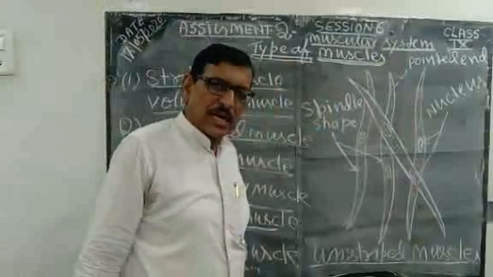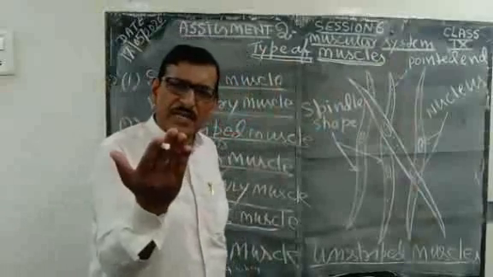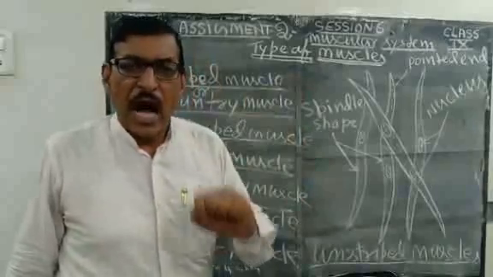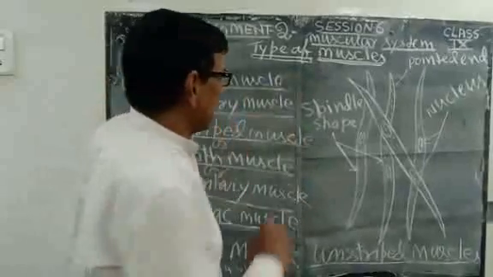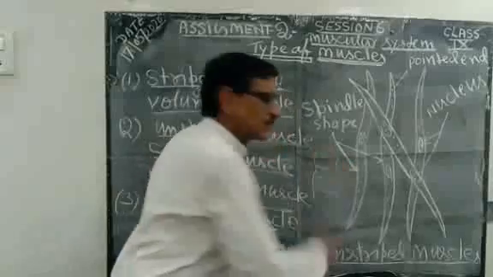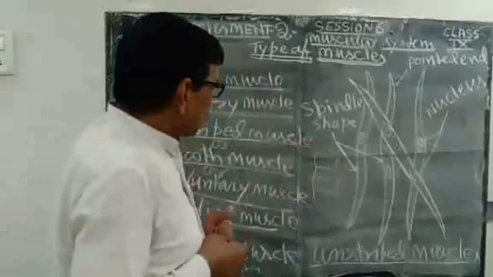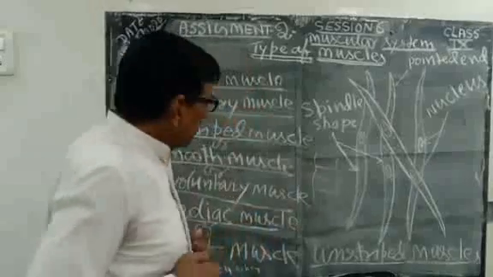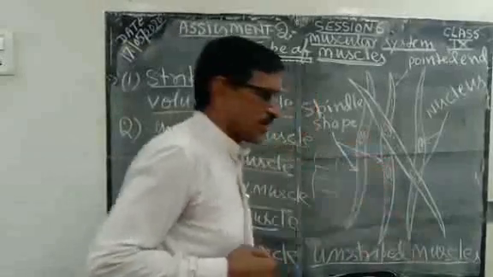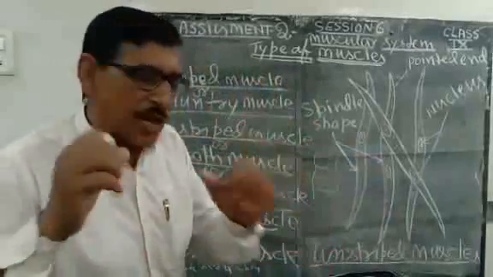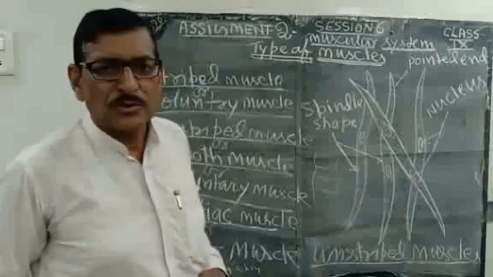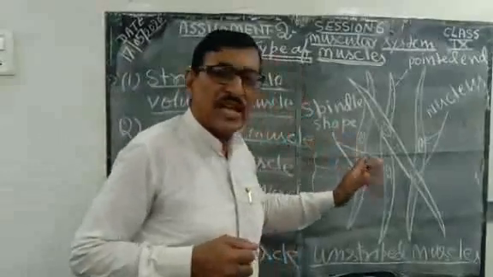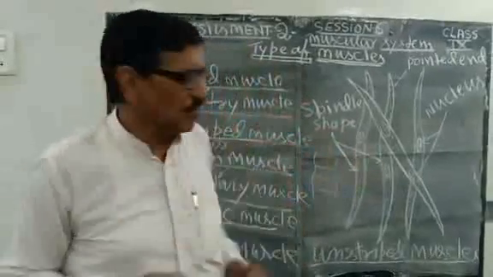Now second, I want to draw your attention to the previous class where I explained the striped muscle. I told you in striped muscles there are some stripes in those muscles, but we are saying in this figure unstriped muscle, there is no type of stripe in these cells. So we can say the second feature is that they do not have a stripe.